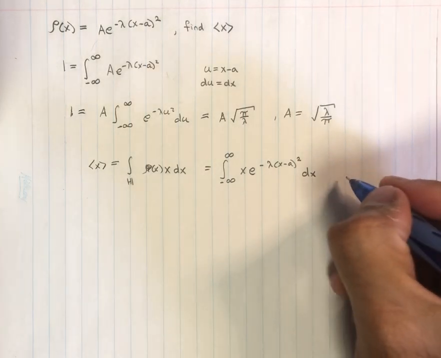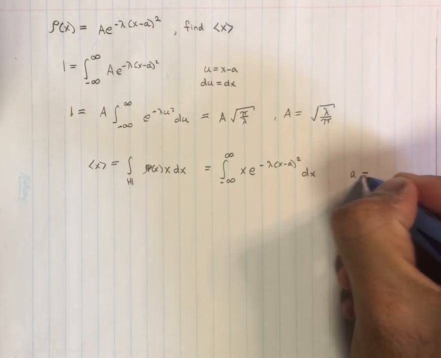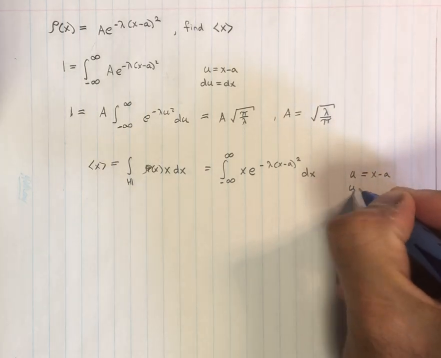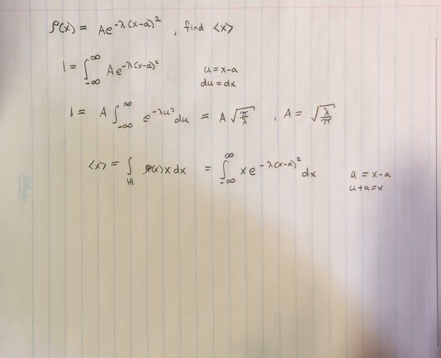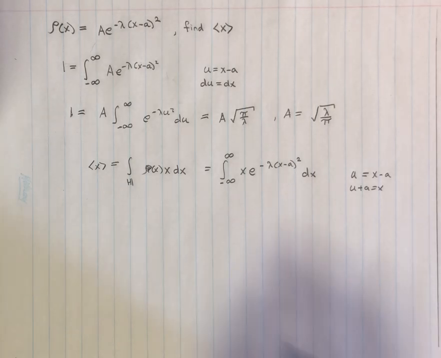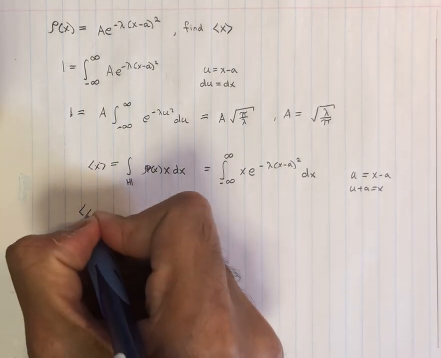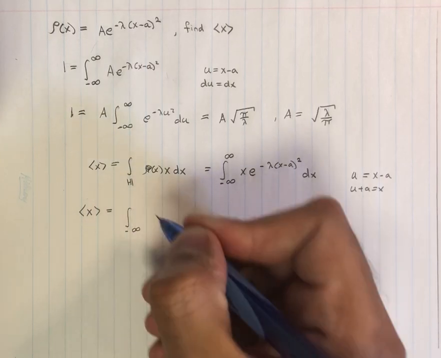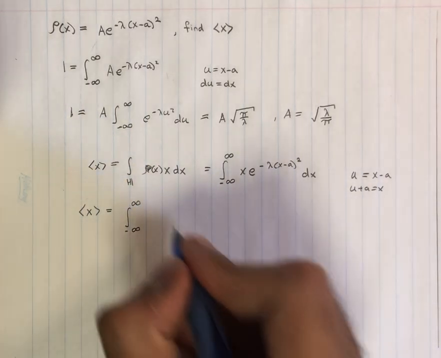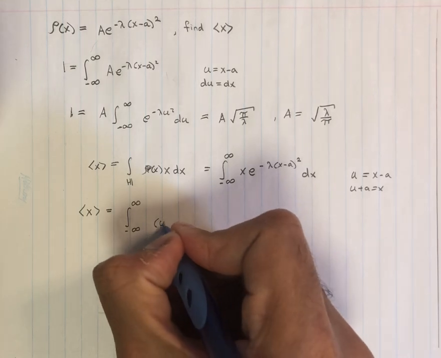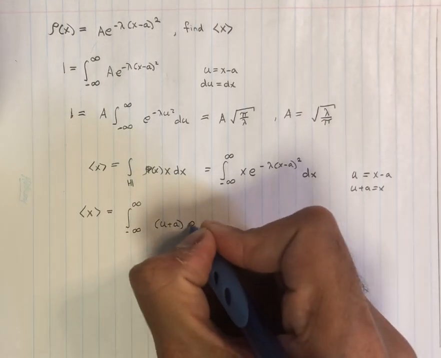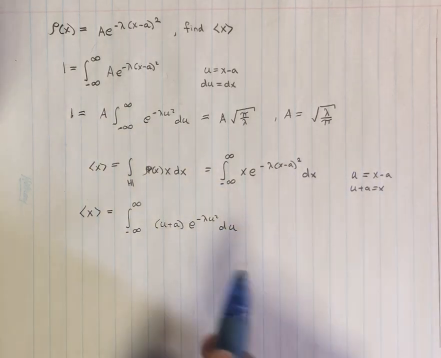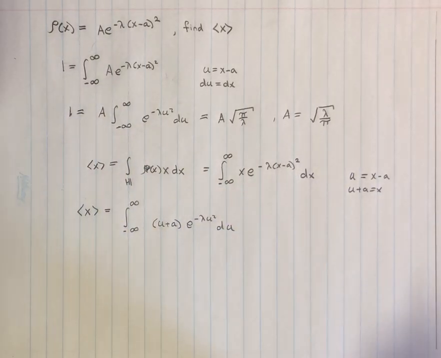Now, as before, we just take u to be equal to x minus a. Then we know that u plus a is equal to x, and as before, du is equal to dx. So our expectation value is equal to the integral from minus infinity to infinity of (u plus a) e to the minus lambda u squared du. Notice we can split this up into two separate integrals.